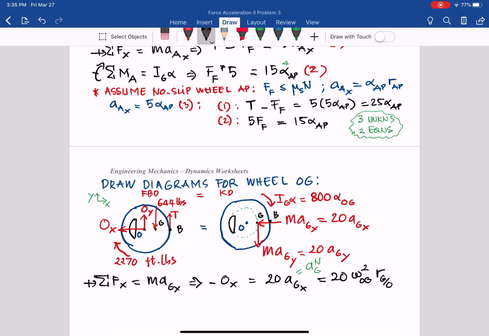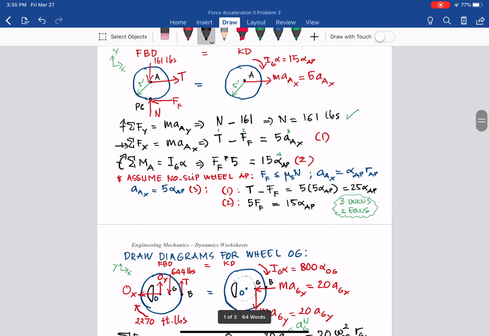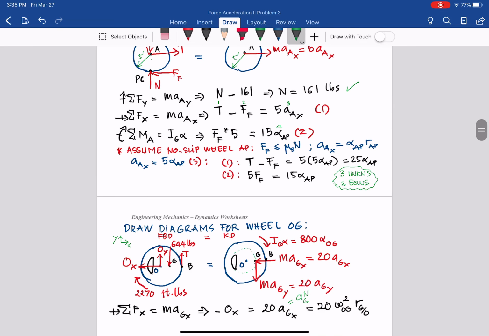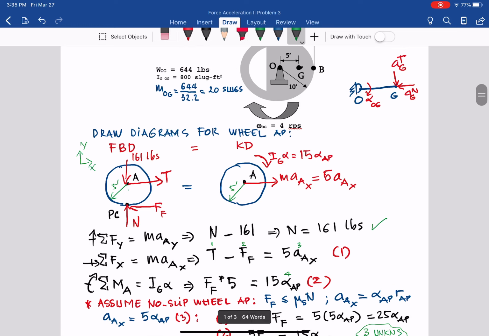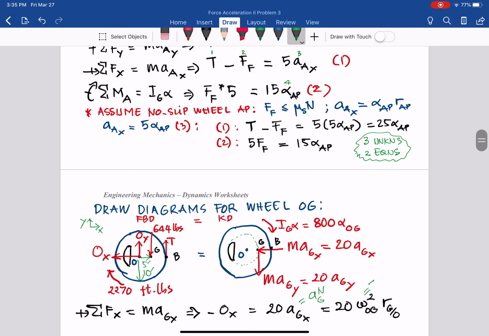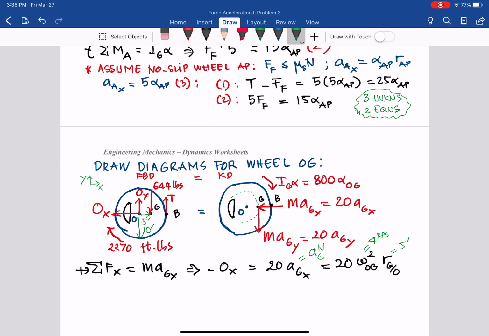So we can plug in. Let's put the dimension here, 5 feet and 10 feet. So you can see that one here is 5 feet, and that one here is 10 feet. So from that we can rewrite that equation with alpha OG equal to 4 radian per second, and then R is 5 feet. So you have 20 times 4 squared, 16, times 5.